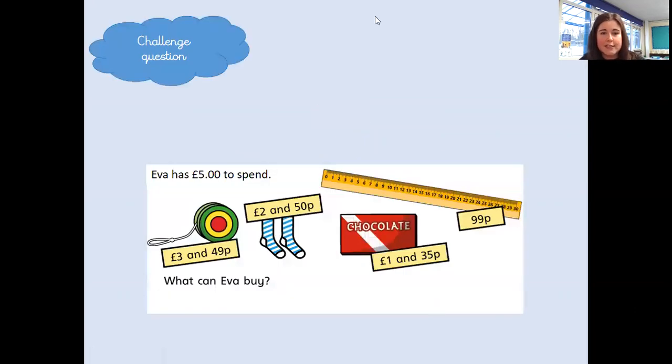So a challenge question to get you thinking. Eva has £5 to spend. And then there are 4 items there. A yo-yo, £3.49. Some socks, £2.50. Chocolate bar, £1.35. And a ruler for 99p. And the question is, what can Eva buy? So you can pause the video now if you want to work it out on your whiteboard, and then press play once you've got an answer to see if you have thought of the same things that I have.